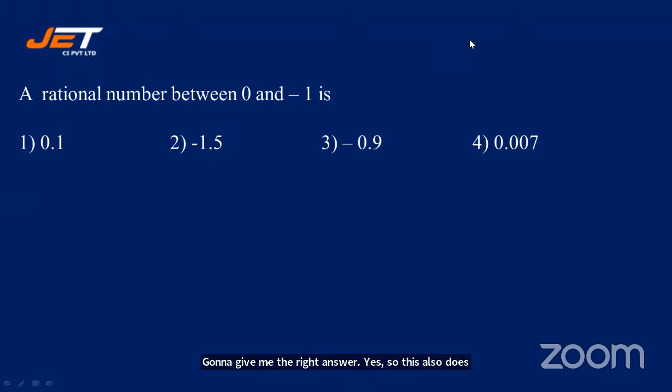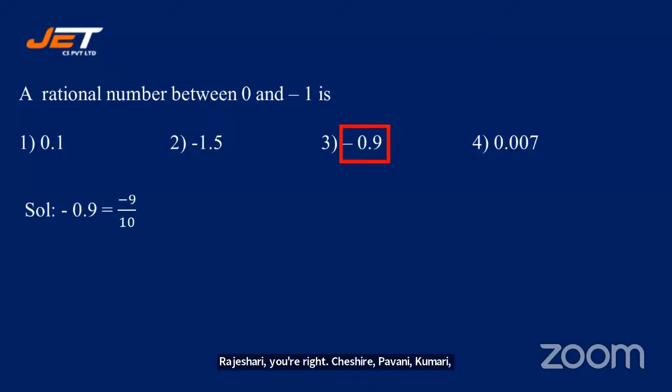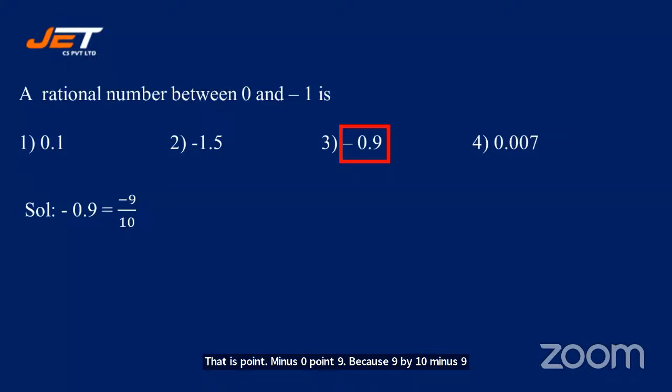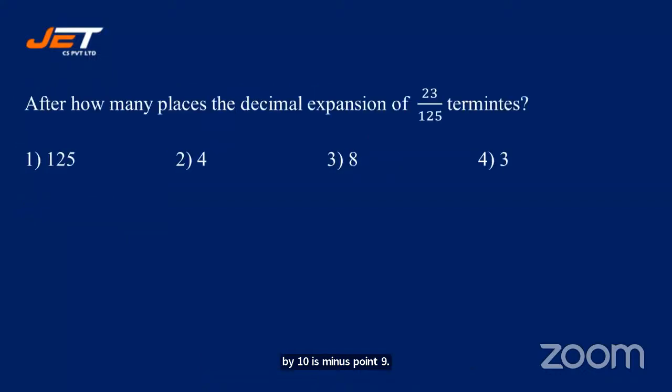Let's see. Rajeshwari, you're right. Riya Naik, you're right. Sunny, check your answer. Hansi, you're right. Akhilesh, you're right. Shashank, Pavani, Kumari, almost all, Gayatri, all are giving me the right answer as option 3. That is minus 0.9, because minus 9 by 10 is minus 0.9. Perfect. Good. See the next question.